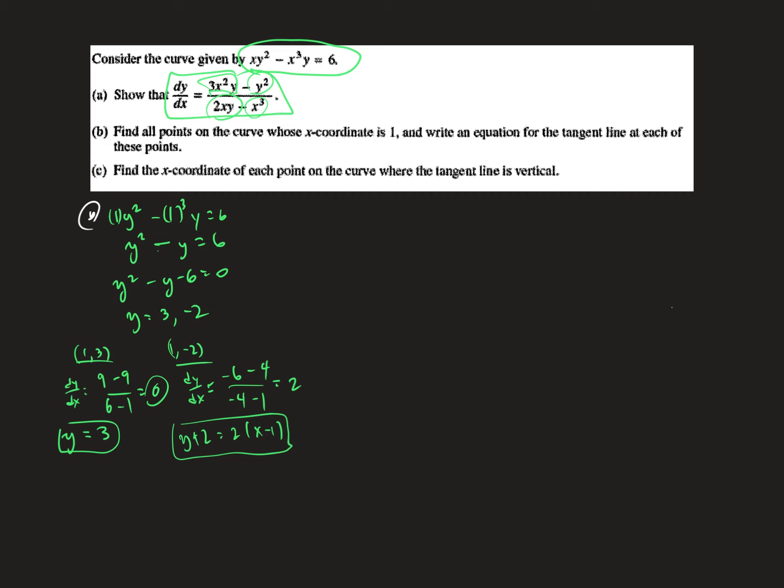And that's part B. Now part C asks, find the x-coordinate of each point on the curve where the tangent line is vertical. So there's two things that are being talked about here. On the curve and the line is vertical. So what I'm going to do is talk about the vertical part first. So a vertical line has an undefined slope. So that means my dy/dx would be undefined. And the way this thing can be undefined is if the denominator of the fraction equals 0.